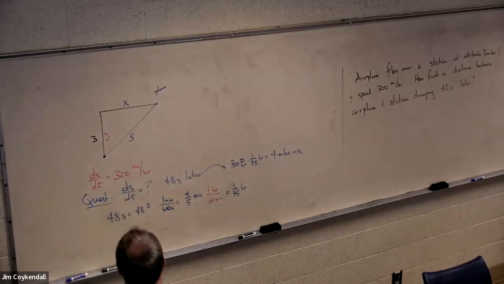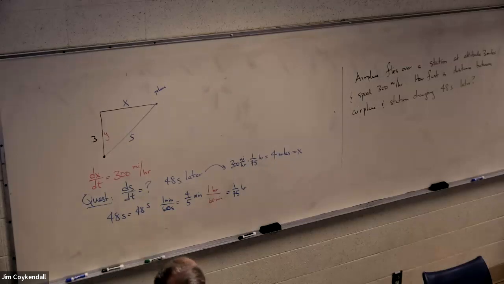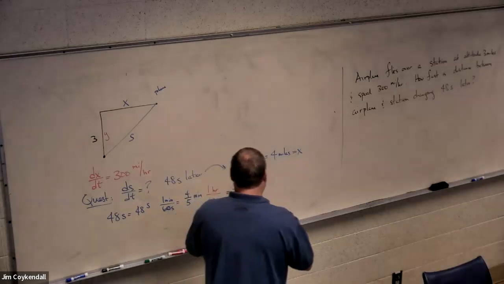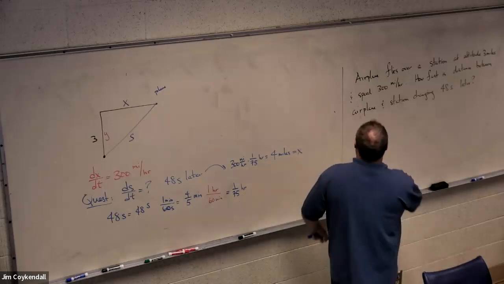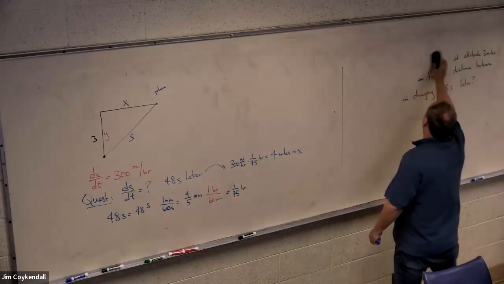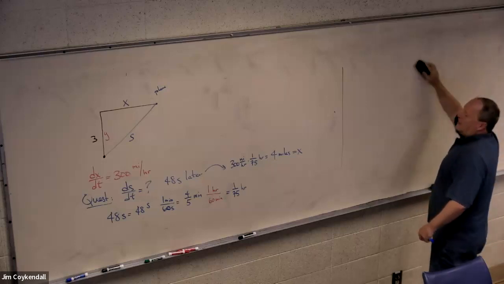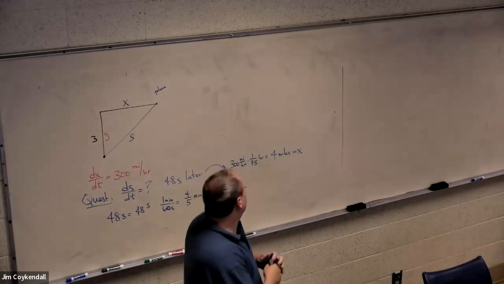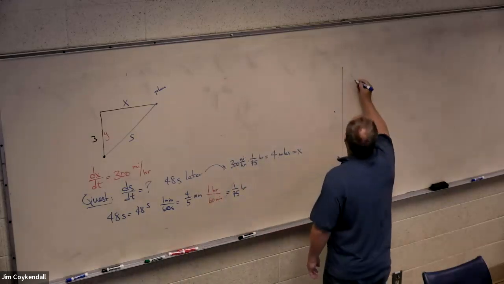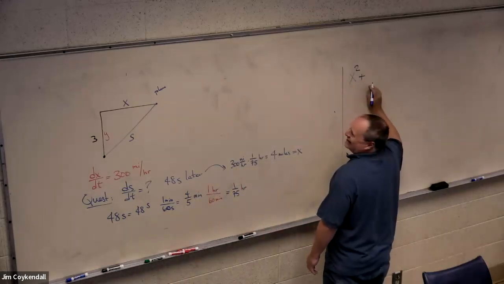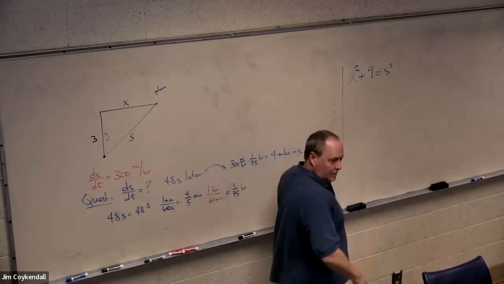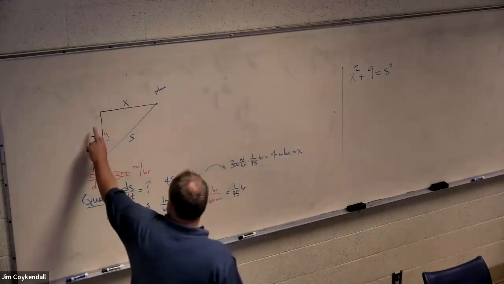So what do we got here? I know dX/dt, I know an X, and I'm looking for dS/dt when X is 4. So this strongly encourages me to come up with some kind of equation here that involves both X and S. What do you see? Because this is always 3.